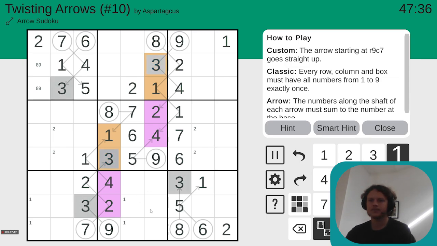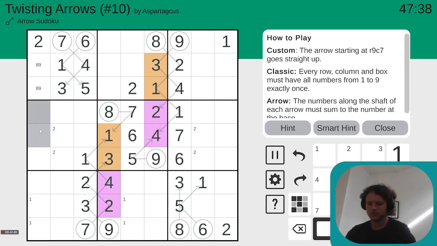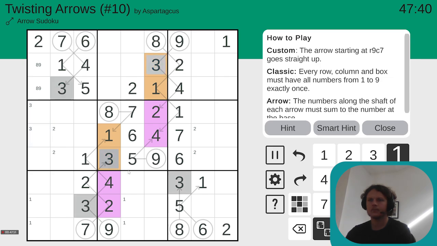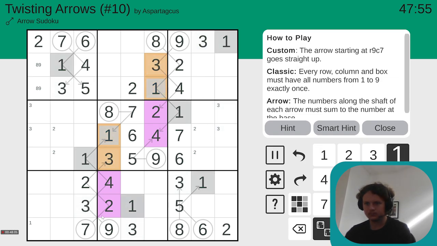Our 3s. A 3 there. A 3 at the bottom, which makes that a 1. 3 at the top. 3 there. That one would make that a 1.